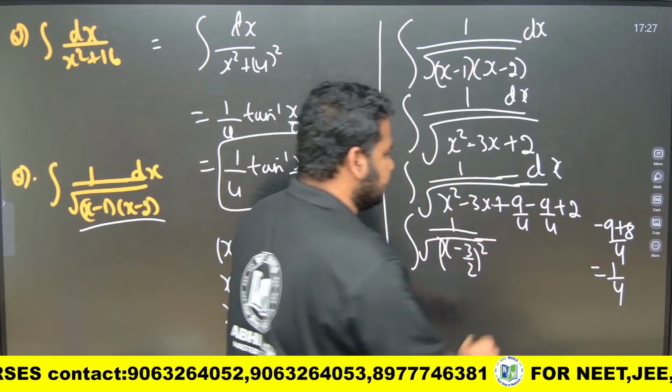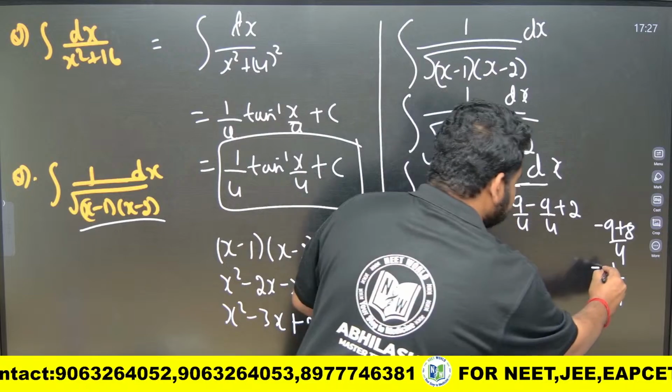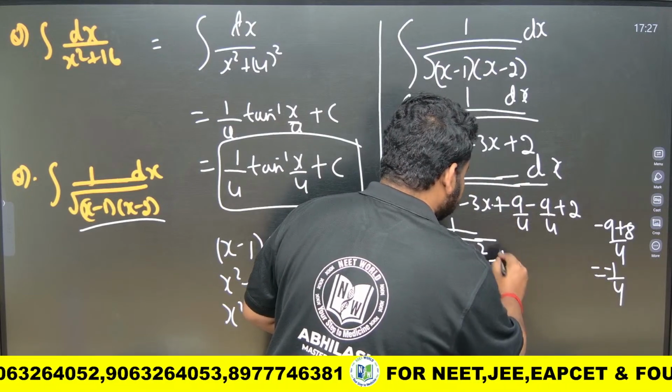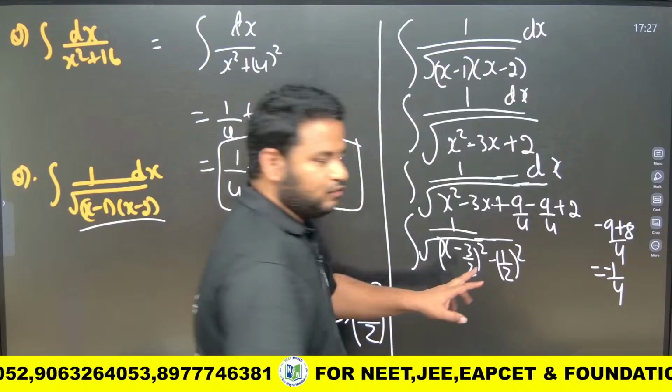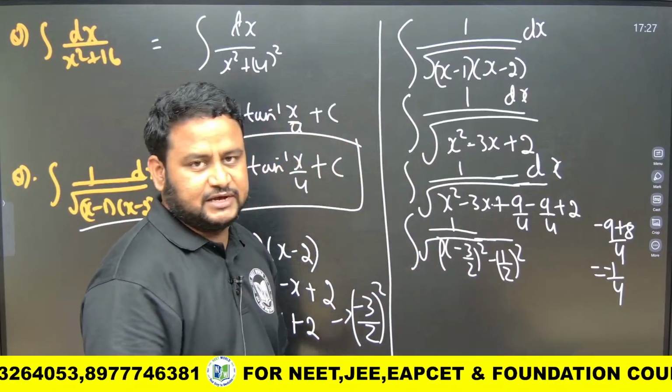That can be written as what? Here minus is there, so it will be minus. So this will be written as minus 1 by 2 whole square. 1 by 4 can be written as minus 1 by 2 whole square. This is what I got.